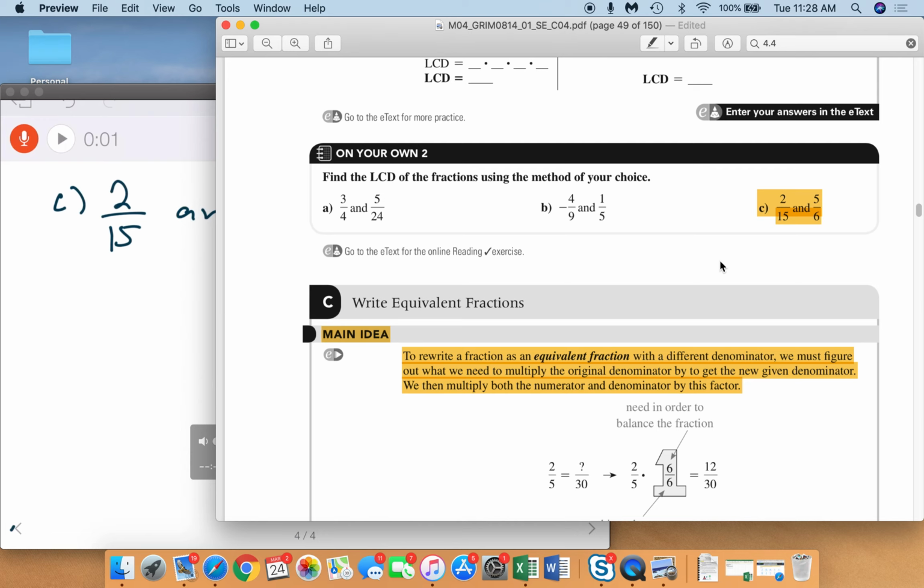All right, so what method do we want to use? Let's go through two methods, even though it says one method of your choice. Let's go through two methods for practice. I would like to go through the division and the prime factorization, since those are the tougher ones to understand. So let's start with the division method, just to show it.